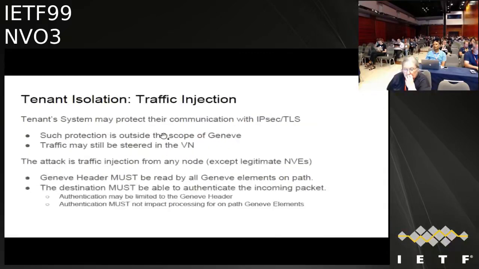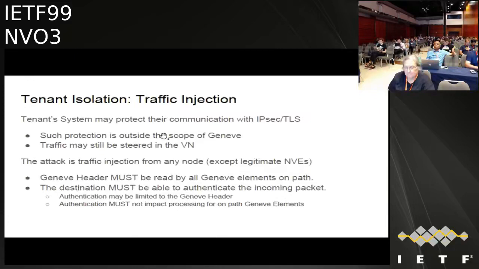The first thing is that tenants might encrypt their communications using IPsec, for example. In this case, it won't be part of the Genevieve overlay to provide some of the protections. The tenants are providing their own ways to protect their communications. So it is not in the scope of Genevieve to provide an IPsec tunneling between the different tenants. That's really the scope of the tenants. What we considered is mostly that any node can be performing an attack, like injecting some traffic, and that any node on path must be able to read the Genevieve header, and the destination must be able to authenticate the incoming packets. That's what we base the analysis on.